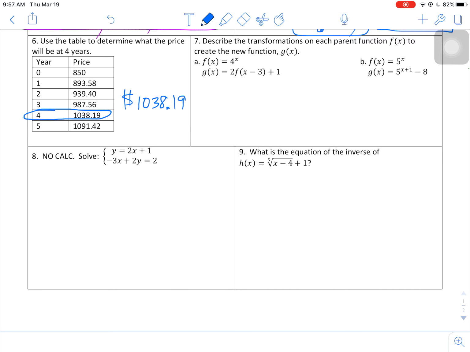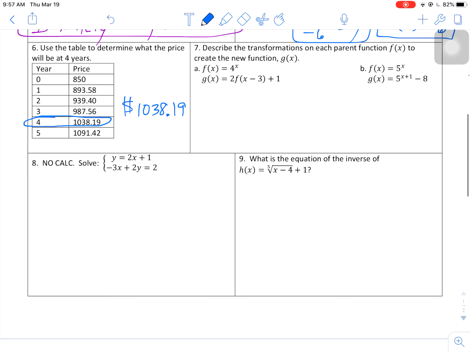Number 7, describe the transformations on each parent function f of x to create a new function g of x. So we're just talking about transformation notation that we've done a million times over. We've transformed quadratics, cubics, quartic, radical functions, absolute value functions back in Math 2. So that number on the outside, in this case the 2, that's going to be a vertical stretch because it is larger than 1.